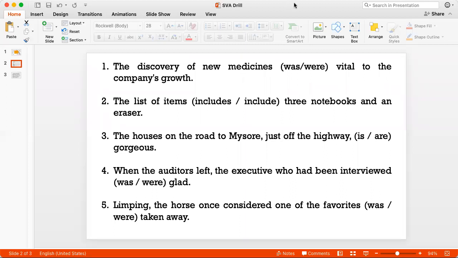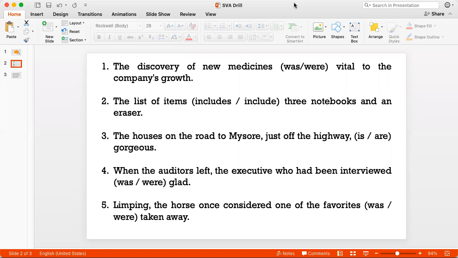So I have some questions here where we have options for the verb and we have to choose the right answer. Pause the video at this stage and try attempting these questions on your own. Once you have an answer, unpause the video and come back and check if you got it right.